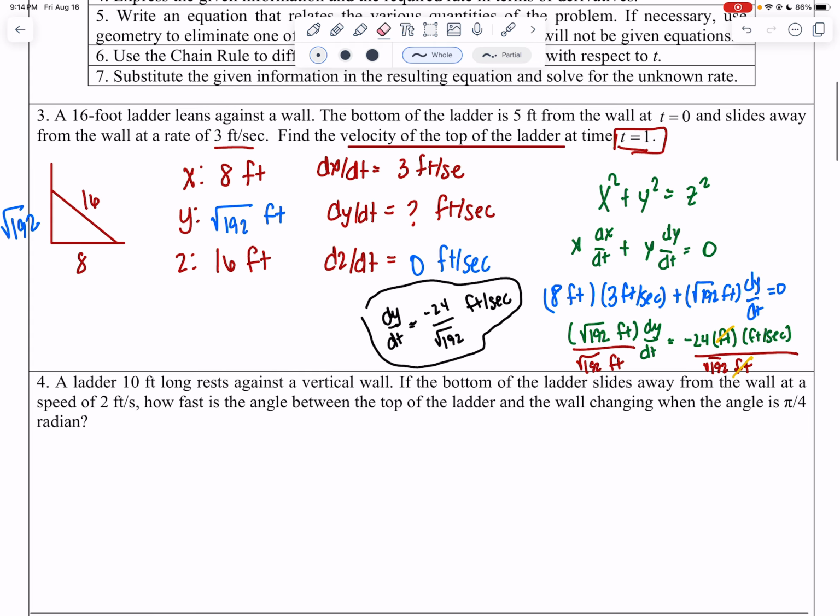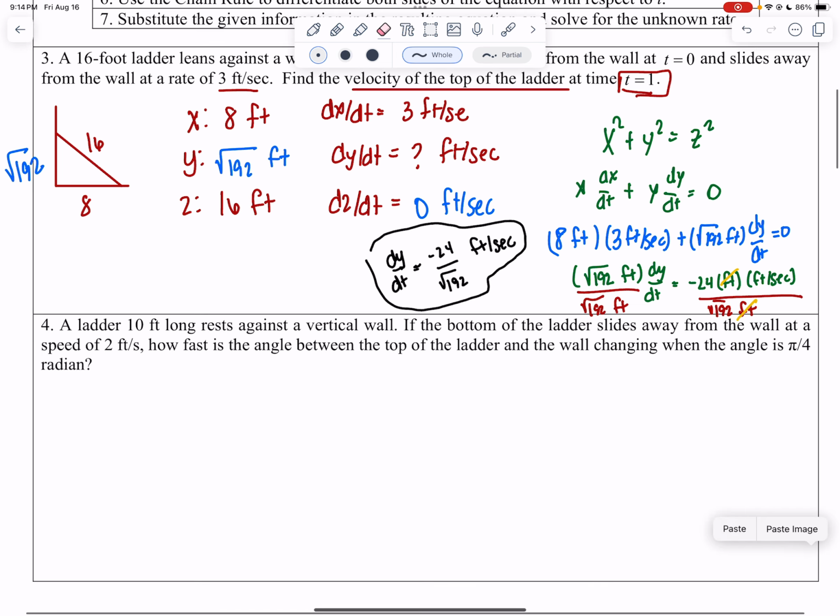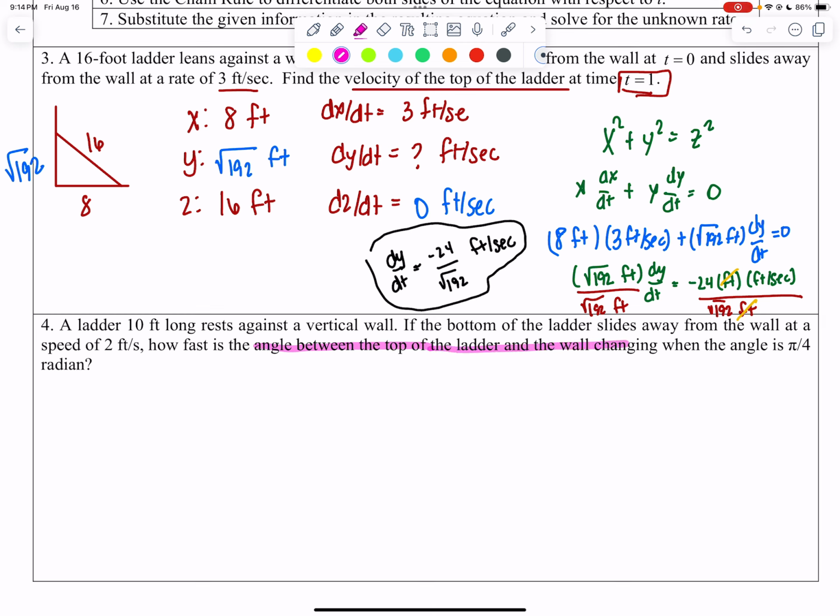All right. Number 4 is another ladder problem, except this time we're not going to be finding the velocity. We're not trying to find dHdt. Instead, if we were to read it, we want to find how fast the angle between the top of the ladder and the wall is changing when the angle is pi over 4 radian. So we're trying to find the angle.